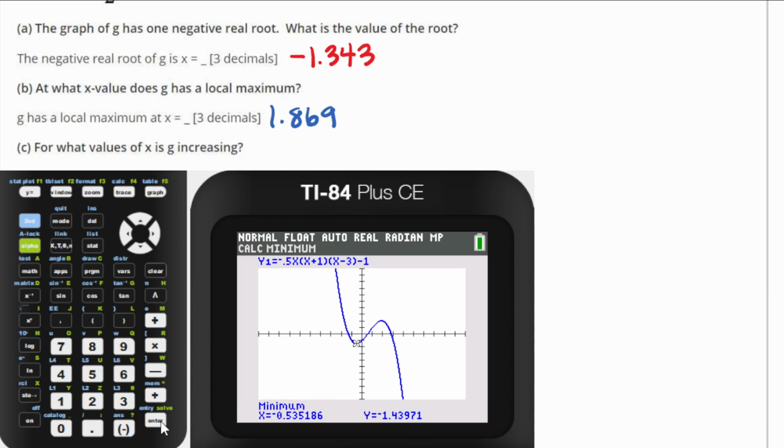Say, all right, x is between -0.535 and 1.869. And where is g both positive and decreasing? Okay.